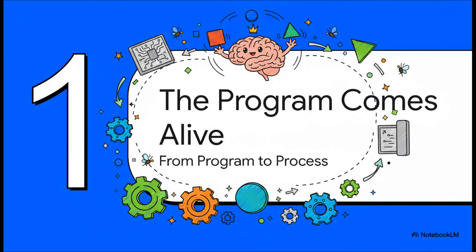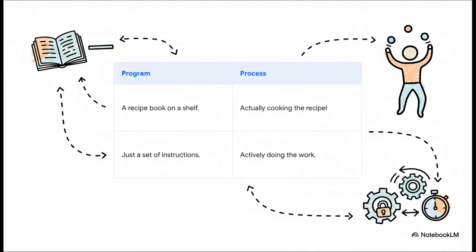All right, to solve this mystery, we have to meet the main character in our story, the process. This is that magic moment when a boring, lifeless set of instructions on your computer suddenly springs to life and actually starts doing work. Okay, let's think of it this way. A program is like a recipe book sitting on a shelf. It's just a list of instructions, nothing more.